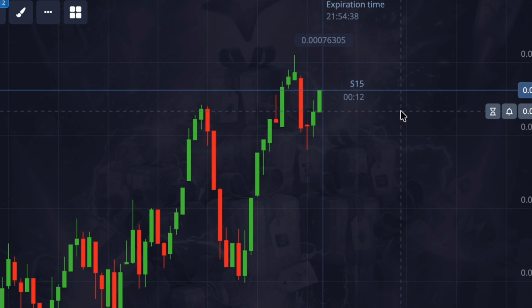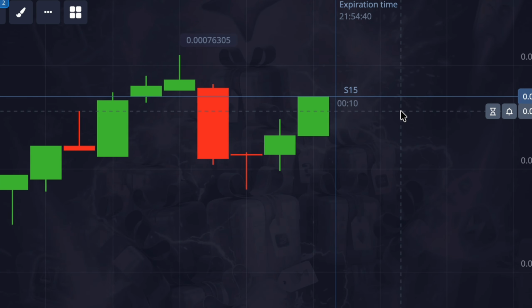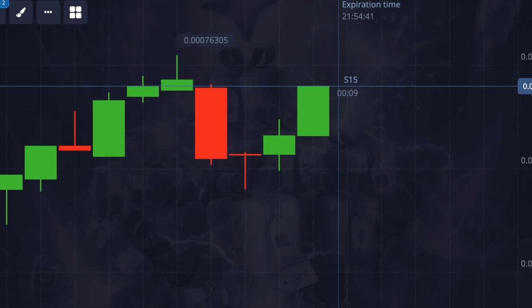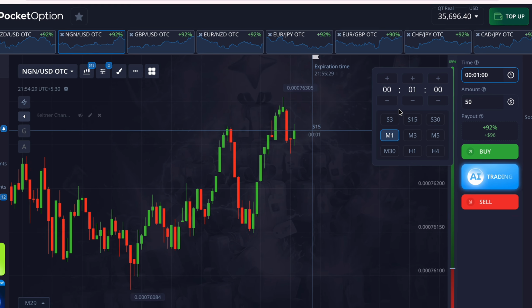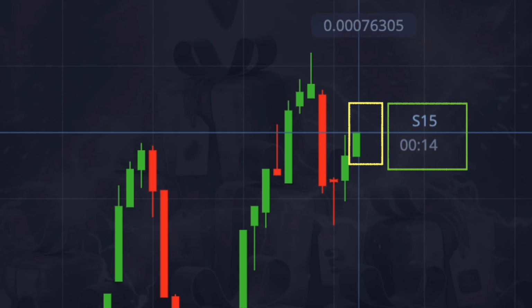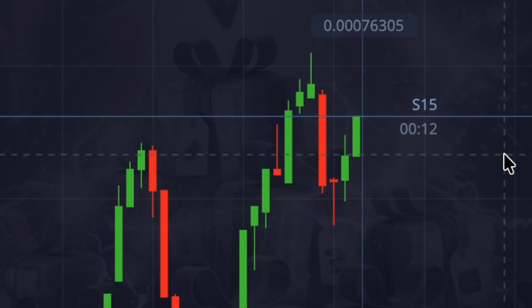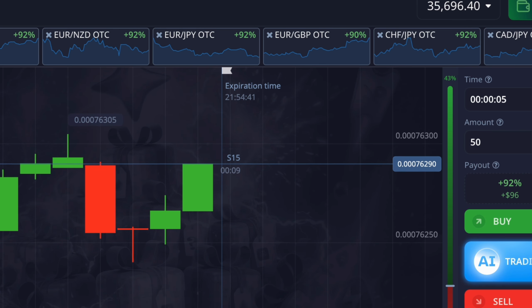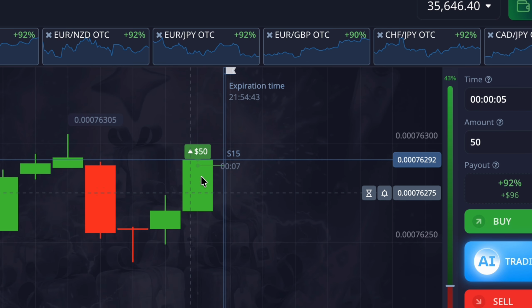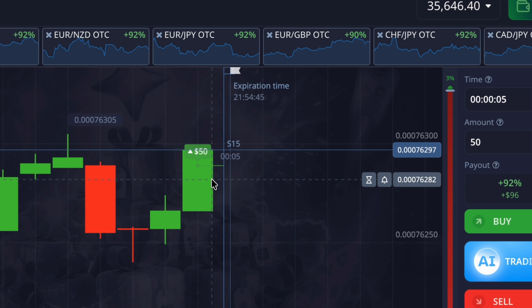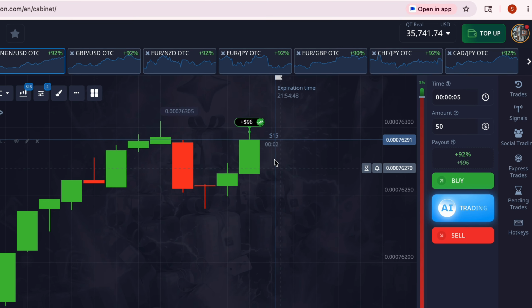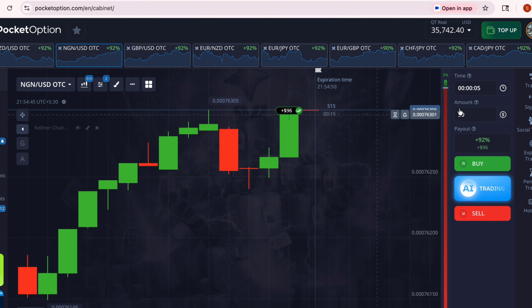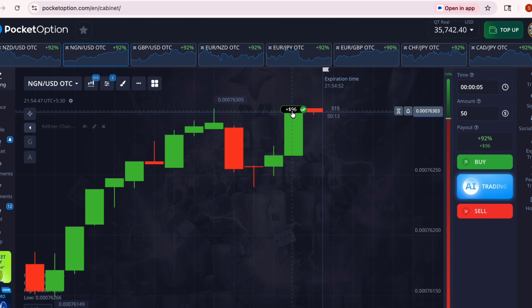Here, we are using a 15-second candlestick time frame, and the entry is based on a short duration of around 5 seconds. So whenever a new candle forms, you need to observe it carefully for the first few seconds. After a few seconds of the new candle forming, you can consider taking an entry based on your analysis. In this example, the trade moves in our favor. But remember, results can vary.